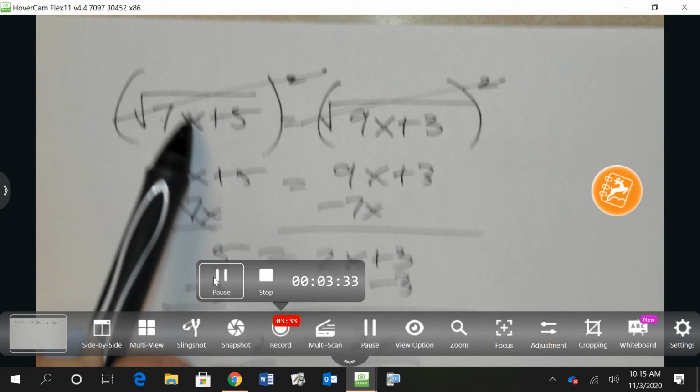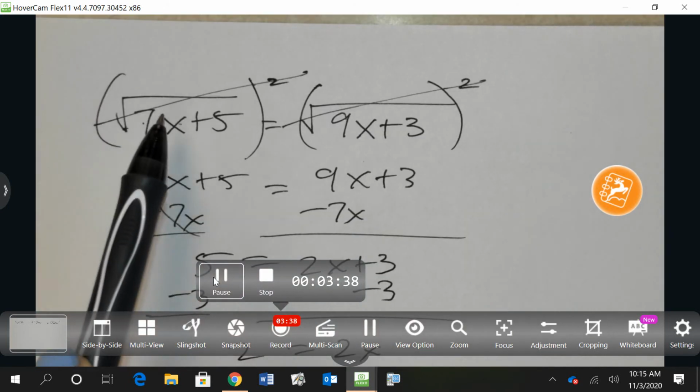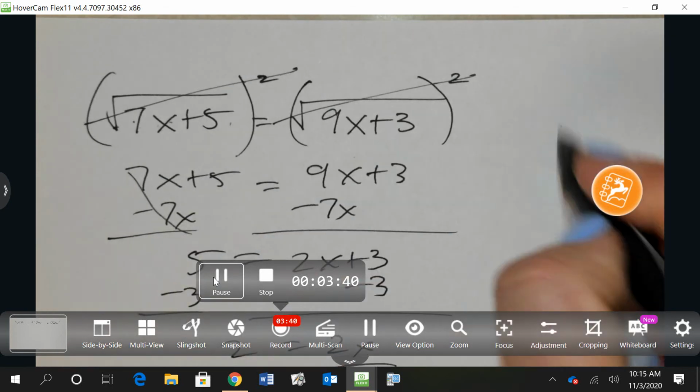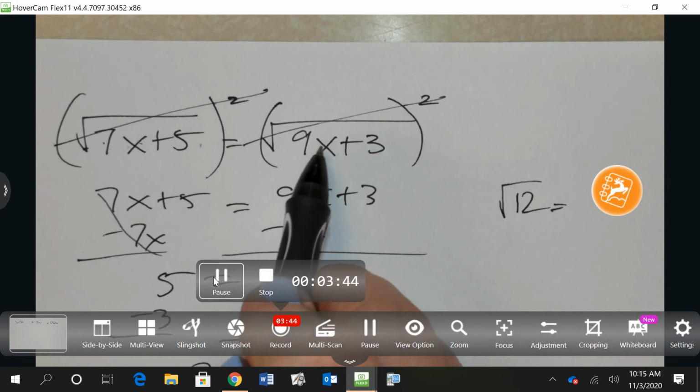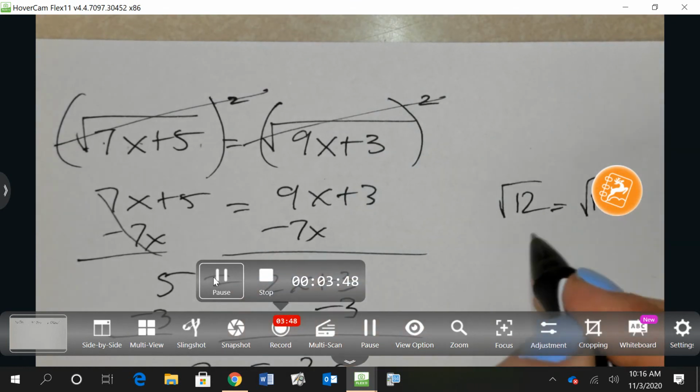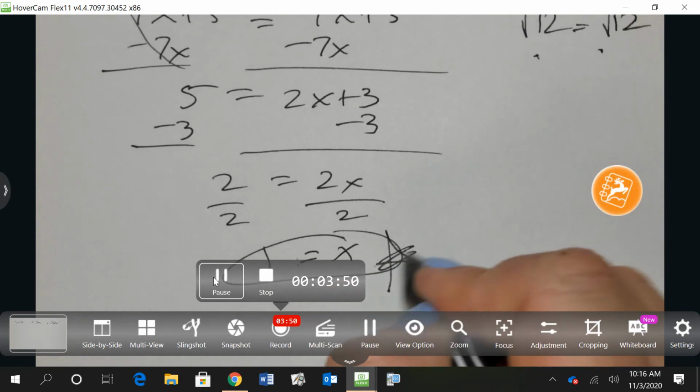7 times 1. Why is it 1? That's the answer I achieved algebraically. 7 times 1 is 7. 7 plus 5 is 12. So on the left side, I have the square root of 12. On the right side, substituting 1 in for x, 9 times 1 is 9, plus 3 is 12. I just proved the left side equals the right side, which means this is an answer.